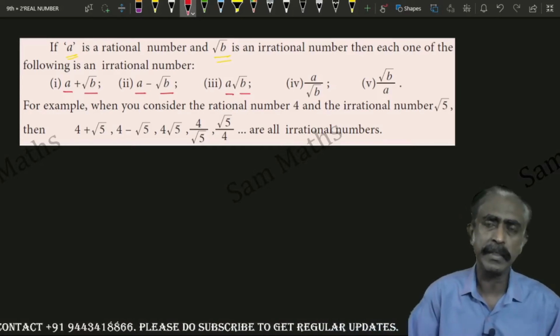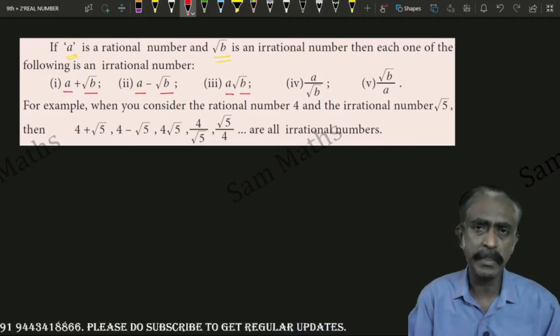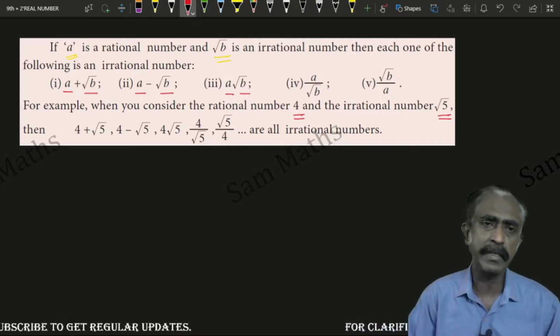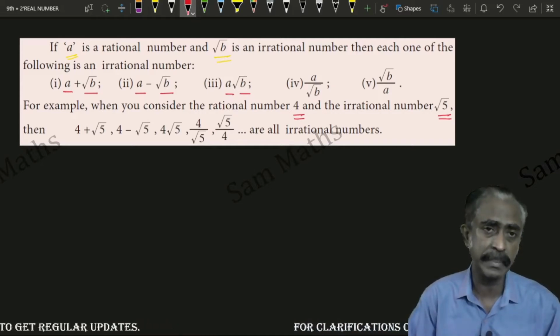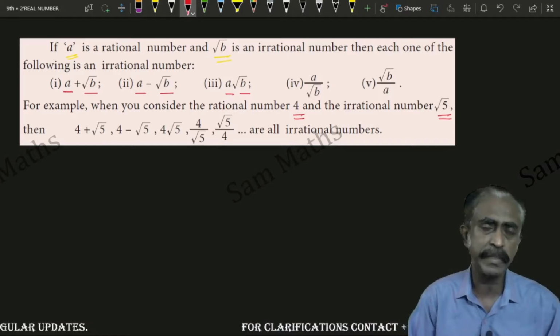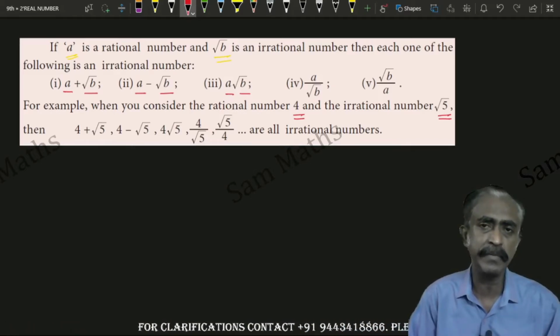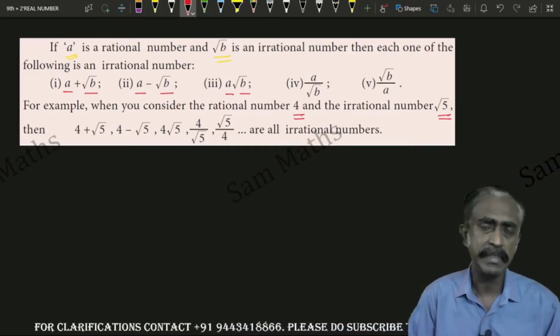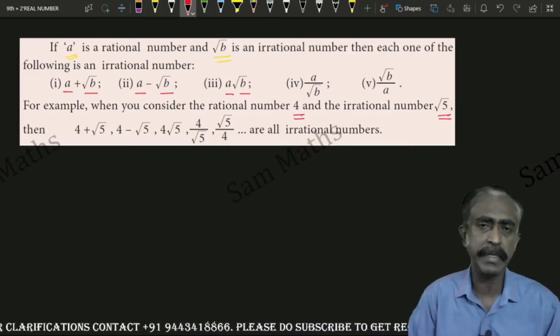Example they given here, I consider one rational number is 4, irrational number root 5. We are adding both, we are getting 4 plus root 5, it's irrational. 4 minus root 5 is irrational. 4 into root 5 is also irrational. Even in division also, irrational numbers we are getting. Please keep it in your mind. Even objective they can ask like that.